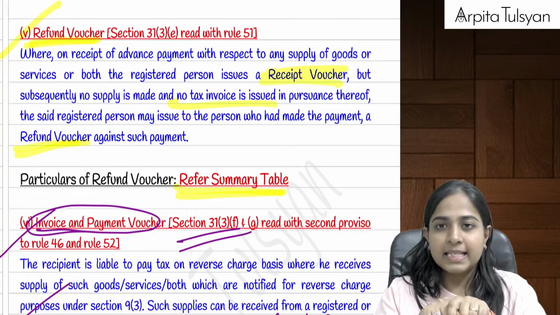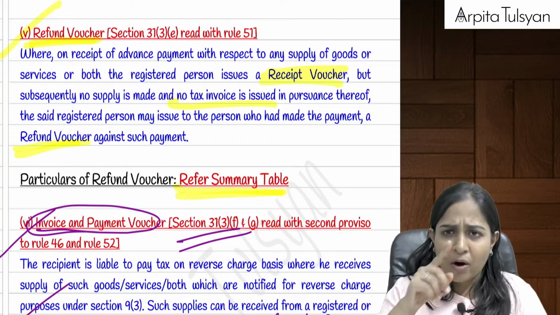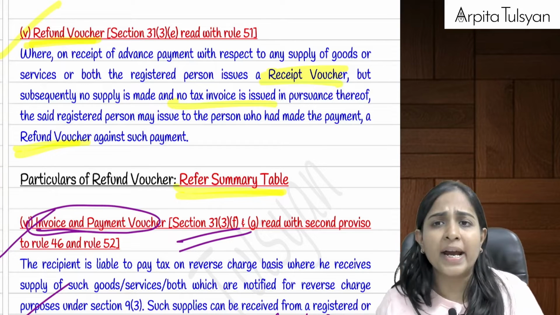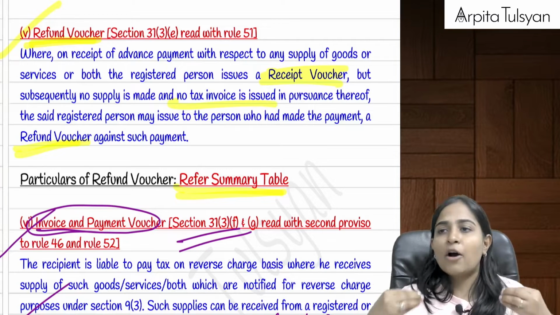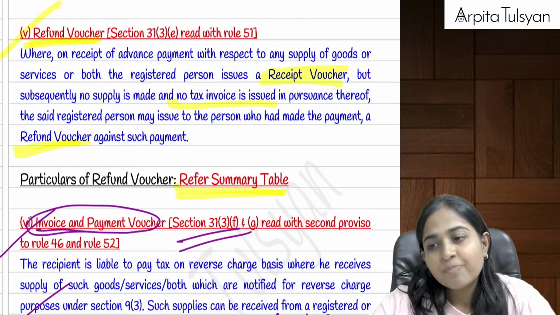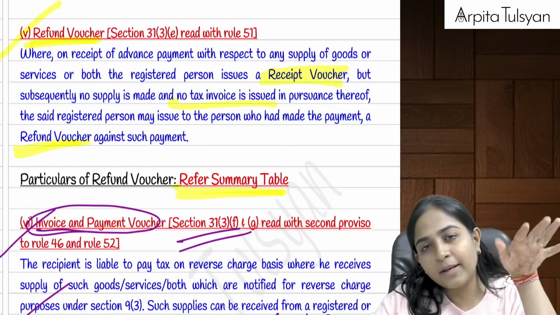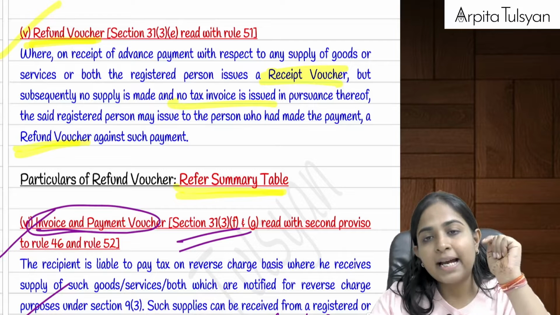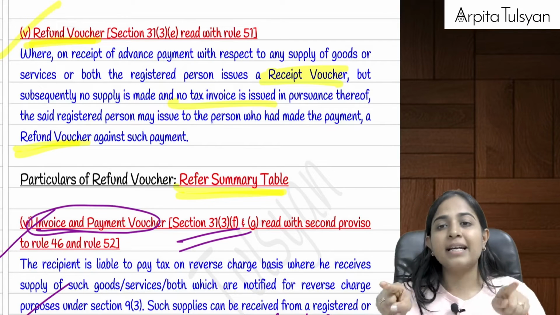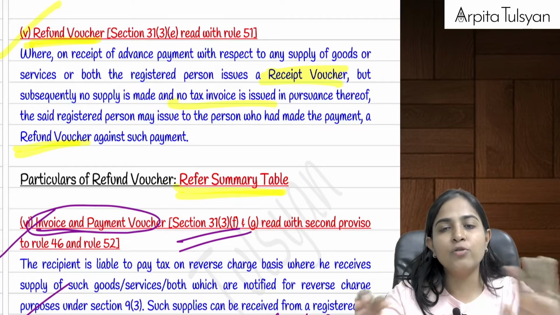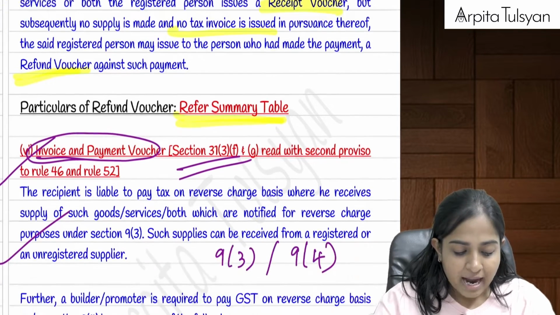Right, now listen, imagine you had given me the advance, so I gave you a document called a receipt voucher. Now later on the contract got cancelled or I did not provide you any services, etc., and now I am supposed to refund the money to you. If I am required to refund the money to you, since there is no supply, there will be no invoice issued. So in that case, I will be issuing a document called a refund voucher, that I have refunded you so and so amount. Are you clear with this?